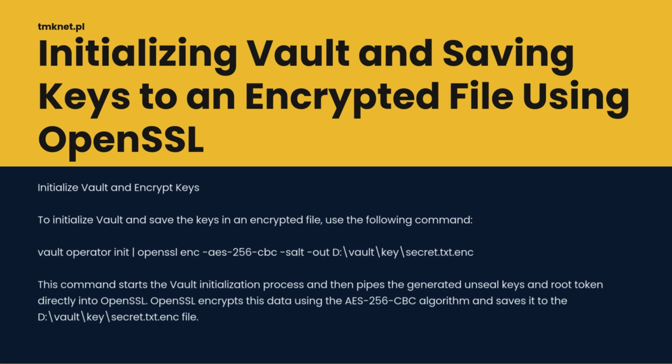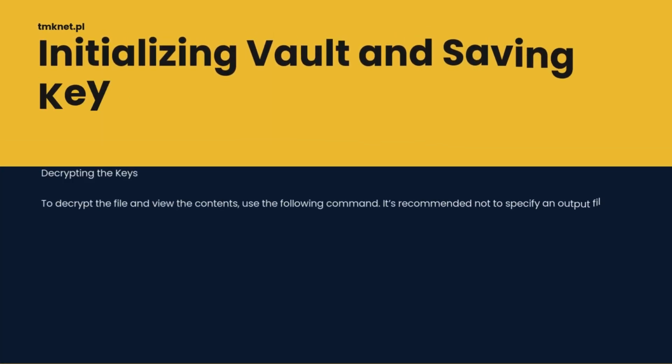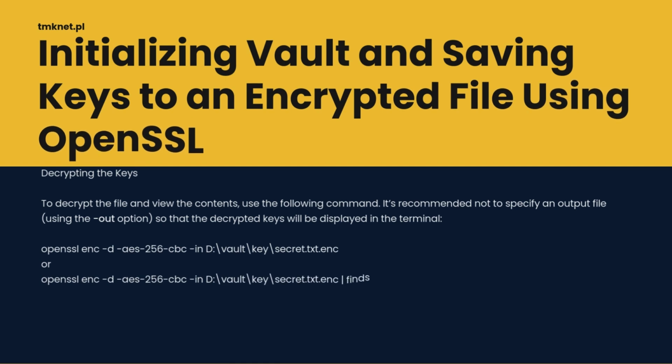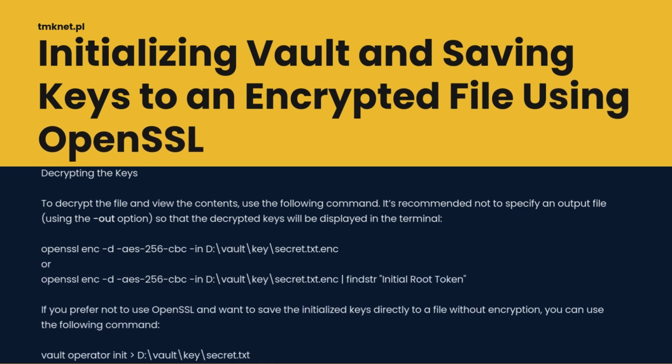OpenSSL. OpenSSL encrypts this data using the AES-256 CBC algorithm and saves it to the d:/vault_keysecret.txt.enc file. Decrypting the keys. To decrypt the file and view the contents, use the following command. It's recommended not to specify an output file, using the -out option, so that the decrypted keys will be displayed in the terminal. openssl enc -d -aes-256-cbc -in d:/vault_keysecret.txt.enc, which finds the initial root token.